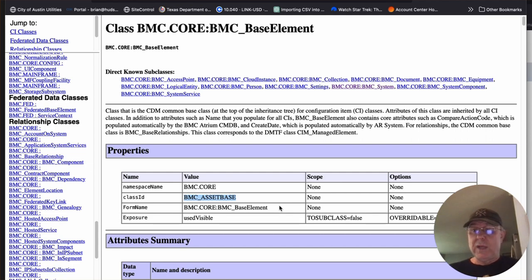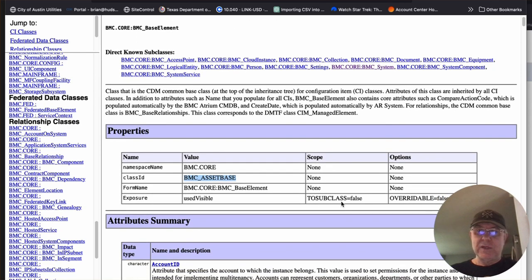I don't know, maybe the word ASS in there was offending somebody, so they just changed it to base element. It's possible, it's a corporation, right? So everything that BMC did, they prepended with BMC core as the namespace. That makes it kind of theirs, but again, the origin is dmtf.org. So enough on that. I'm going to switch over to the Python side of it.